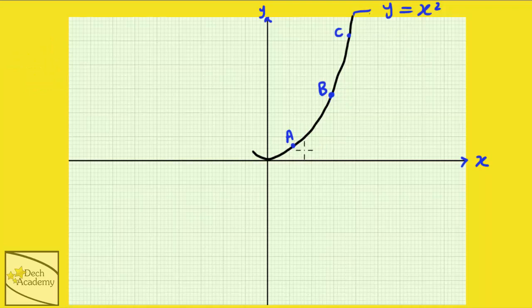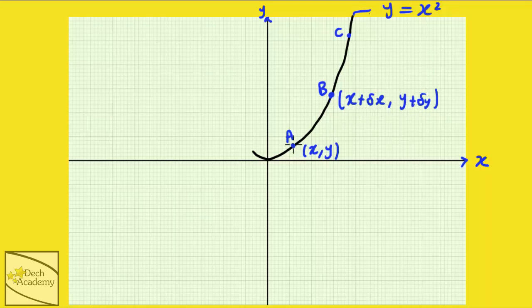So I'm going to do something different now and relabel the coordinates. The coordinates of point A I'm going to define as x and y. The coordinates of point B I'm going to define as x plus delta x, and the y coordinate is going to be y plus delta y. So the coordinates of point B are x plus delta x for the x coordinate and y plus delta y for the y coordinate. What does this mean?